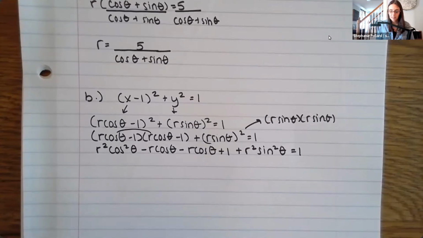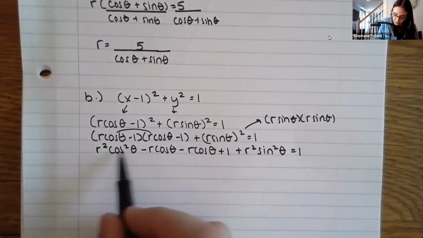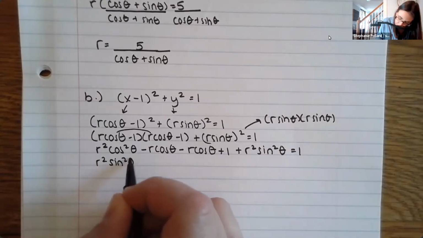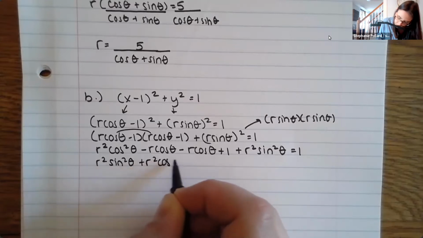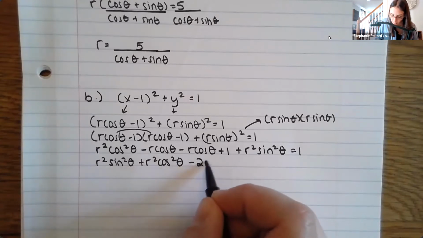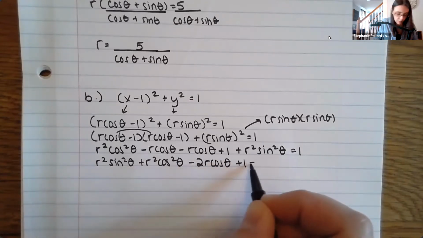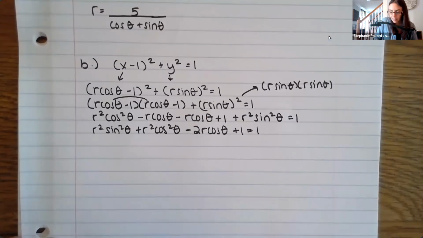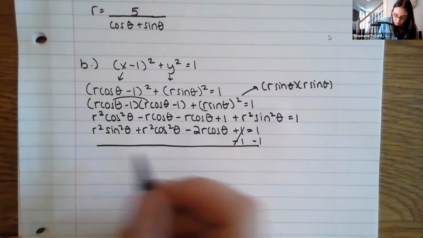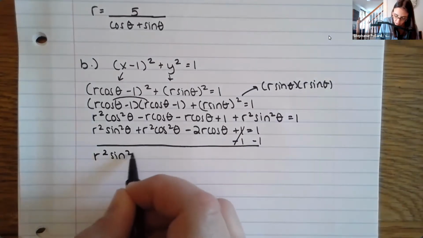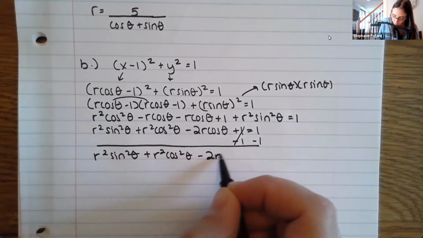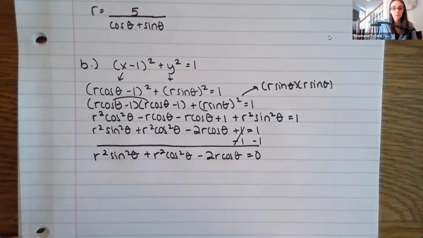I'm going to go ahead and clean these things up. I'm going to put my squares together here. I can move it around because they're just addition. I'm going to combine my like terms. So this is minus 2r cosine theta plus 1 equals 1. I'm going to subtract this 1 from both sides, and it's going to cancel it out. Just be careful, it does cancel on both sides, but you do need something on the other side of the equation. So there'd be a 0 there.